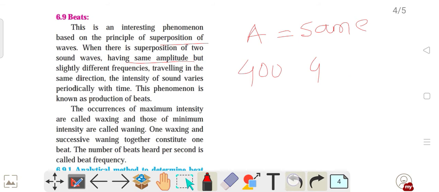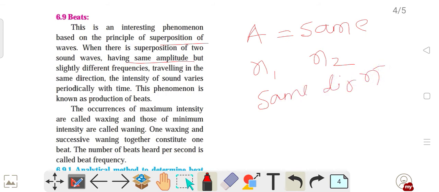So n1 and n2 traveling in the same direction. This is important: the direction is the same. If the direction is opposite, then it becomes a standing wave or stationary wave. If it is in the same direction, then it forms a beat. So traveling in the same direction, the intensity of sound waves varies periodically with time. This phenomenon is known as production of beats.